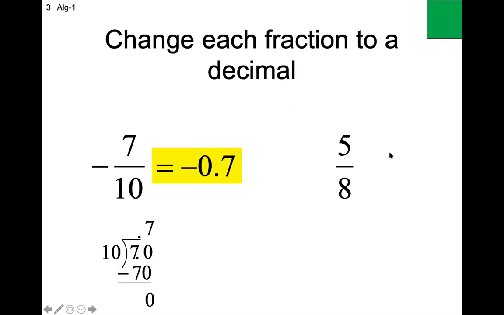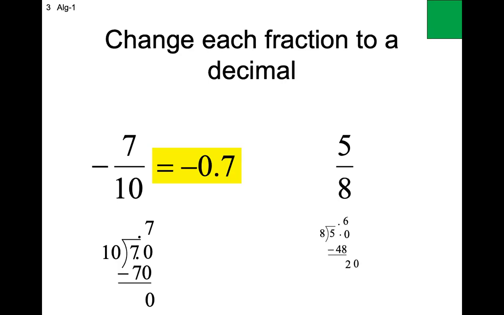All right, well, let's see. The second one, chop the tree down. It falls to the right. So what falls to the inside is the 5. What falls on the outside is the 8. We add our decimal, move it immediately to the top. 8 doesn't go into 5, so we add a 0. 8 goes into 50. Let's see, 8, 16, 24, 32, 40, 48. So it goes 6 times. 6 times 8 is 48. We do our subtraction. We get a 2.